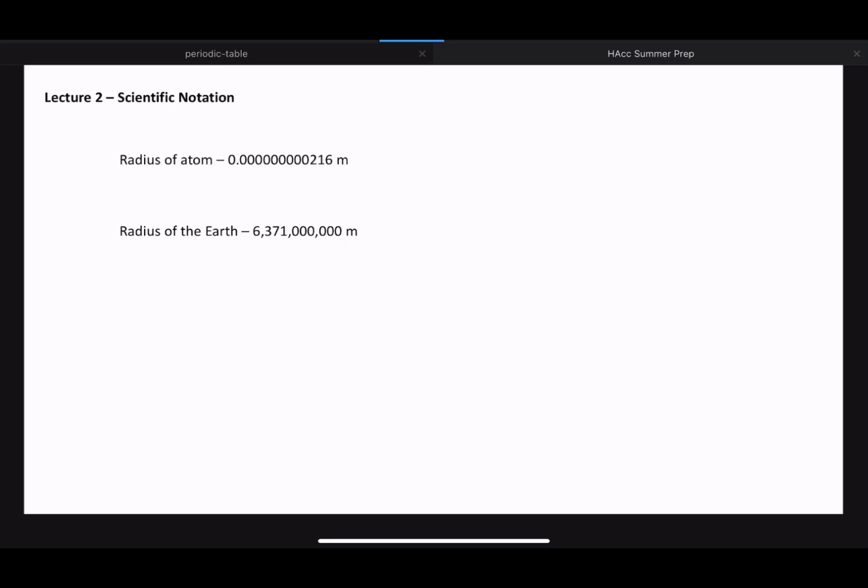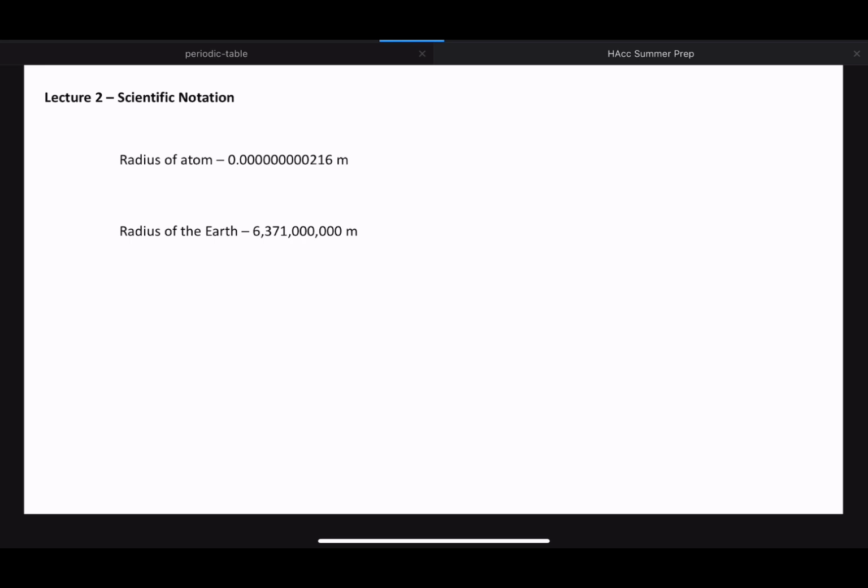Hello, Honors Chemistry, and welcome to Lecture 2 of our Summer Math Refresher, where we're going to talk about scientific notation. I know you've already learned scientific notation, but it may have been a minute since you used it. So we're going to talk about how to put things into scientific notation and take things out of scientific notation. First of all, why scientific notation?